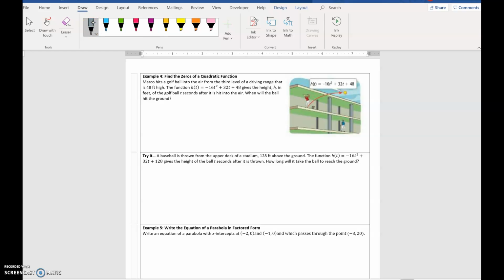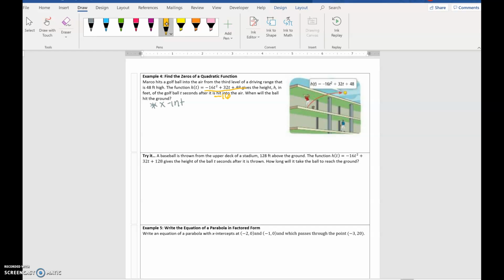So we're looking for when it comes back to the ground, which is actually the x-intercept. So we're looking for the x-intercept. So we need to factor in order to find the x-intercepts. So we're going to start by pulling out the greatest common factor, if there is one. So does negative 16 go evenly into everything? And it does.